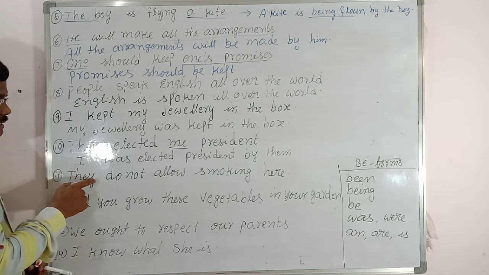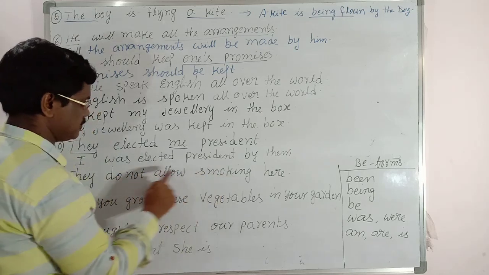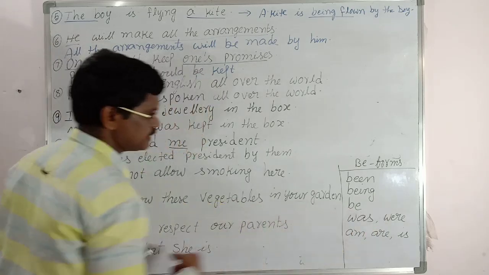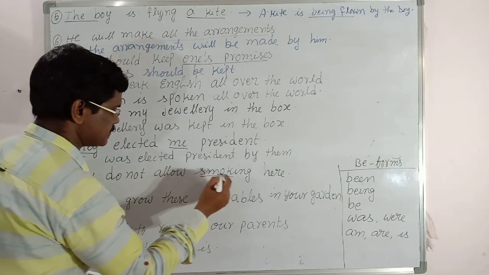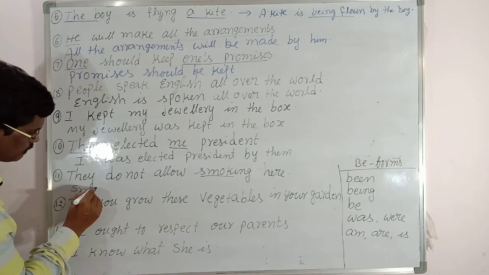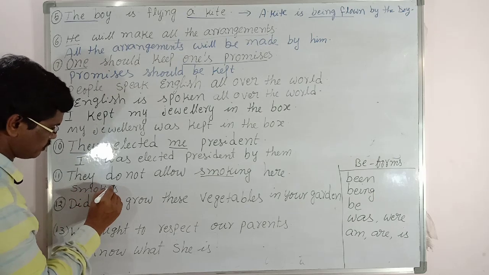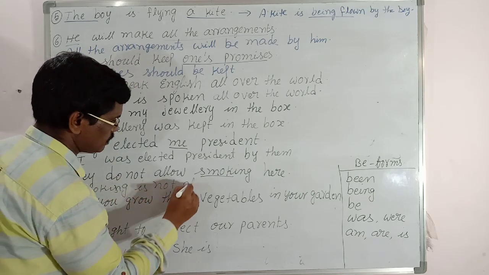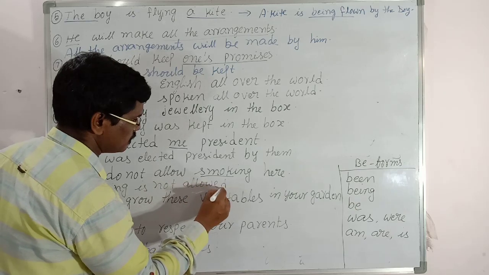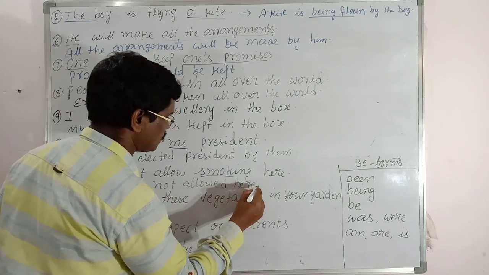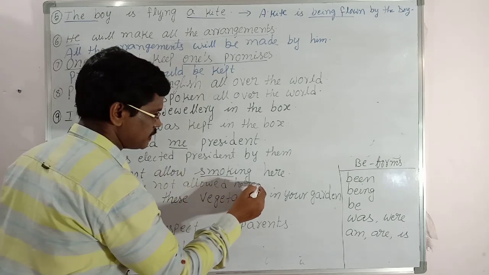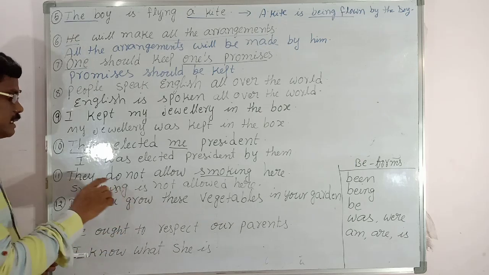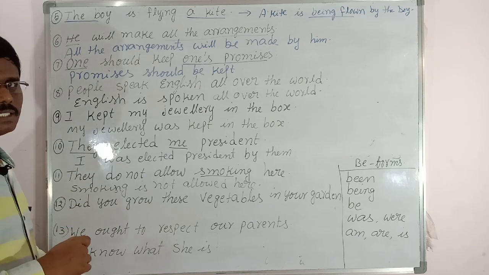Now let us see. They do not allow smoking here. Do is verb 1. Do verb 1 means am or is, verb 3. Smoking is the object. So the correct answer is: smoking is not allowed here. Generally they means the authoritative people. Here we may write it or may not, that is optional, but generally we don't write by them. Smoking is not allowed here.